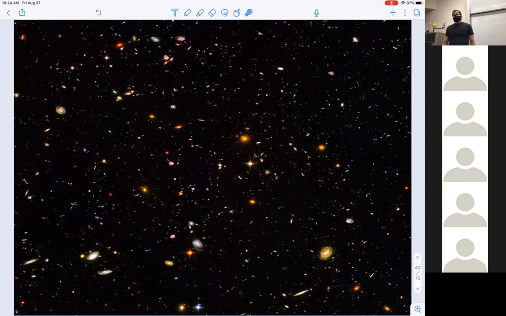Then you can imagine taking your piece of cardboard with a tiny hole in it and just moving it over a little bit, and you get another image like this. And then you can imagine mapping out every single point in the sky.